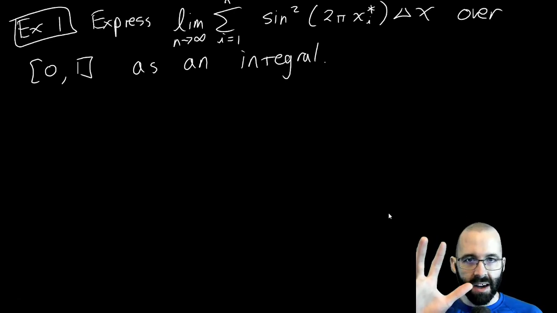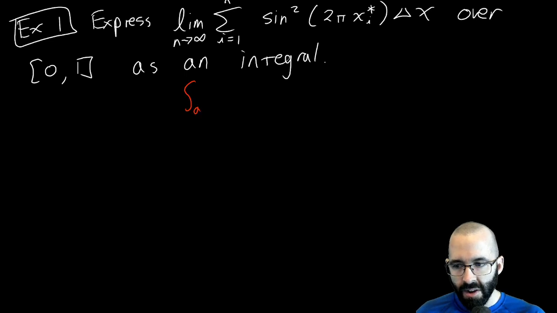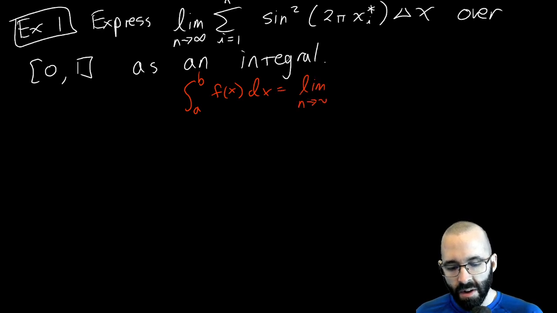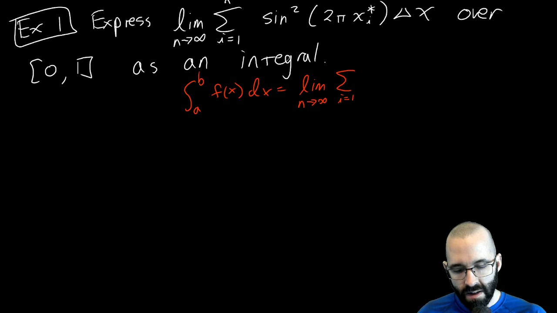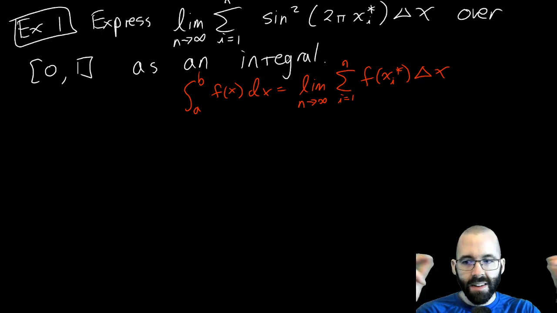So let's just think back. Go back to our notes about what is an integral. And in fact, I'm going to write it down again. The integral from a to b of some function with respect to x is just the limit of Riemann sums. The limit of the sum from i equals 1 to, not infinity, to n of f of x sub i star delta x. So all we have to do is match the pieces. Let's just match the pieces and we'll have our answer.